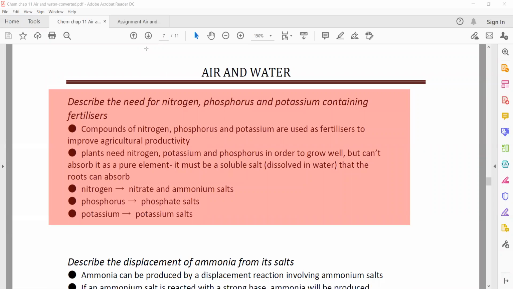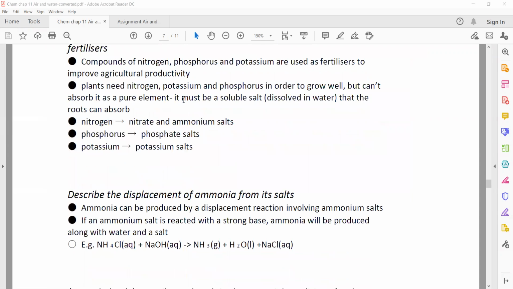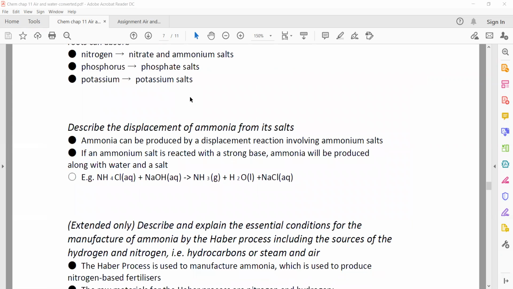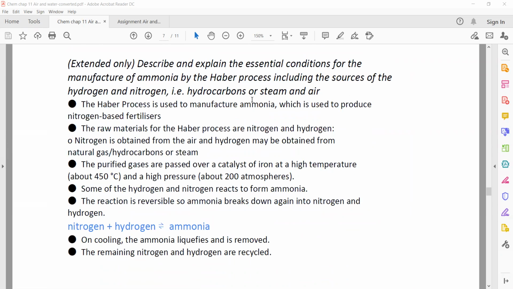So nitrogen, phosphorus, and potassium are essential for the growth of a plant, and plants take them in the form of a soluble salt solution. We call that fertilizers. Then, for the manufacture of fertilizer, ammonia is important. So how do we prepare ammonia?